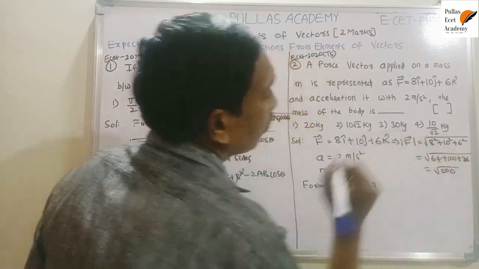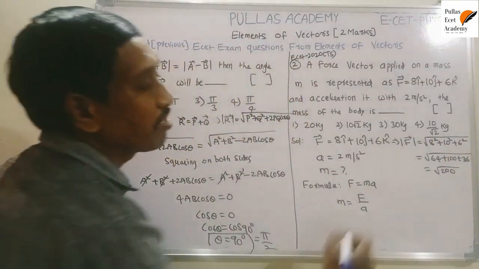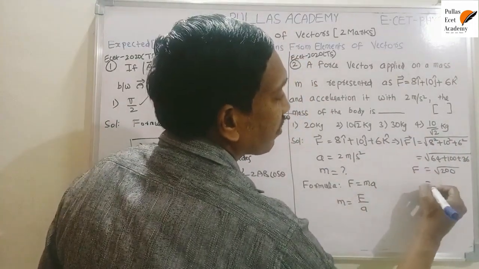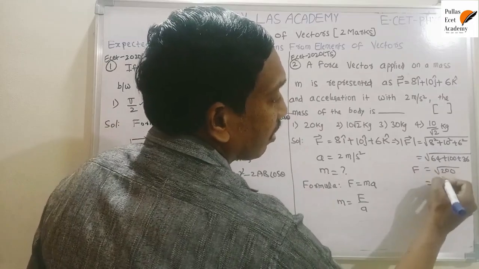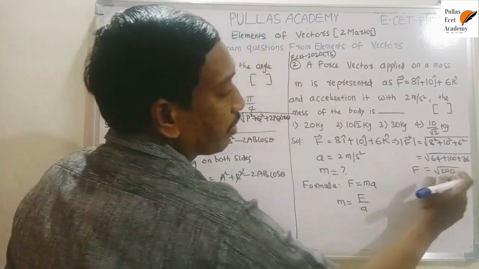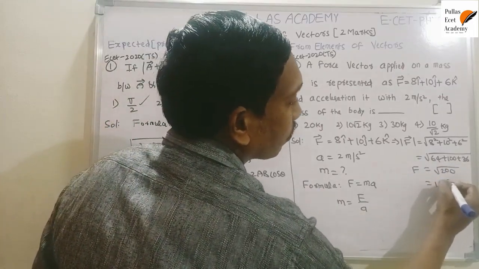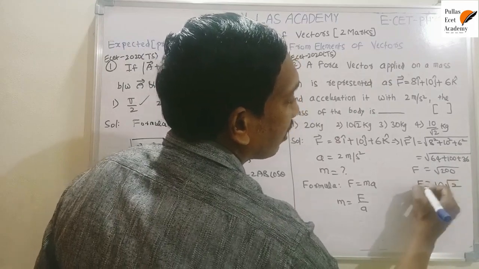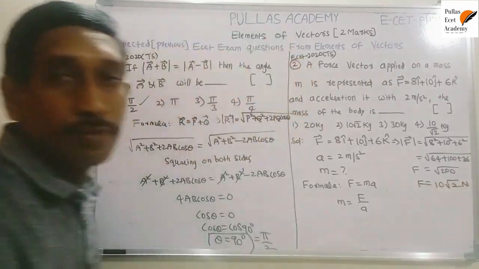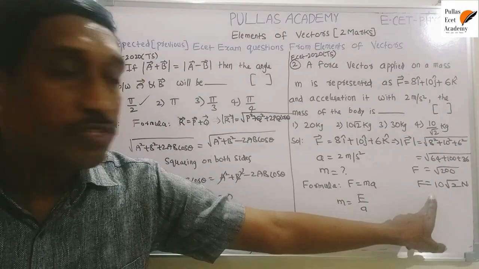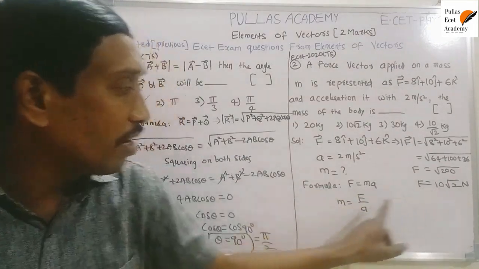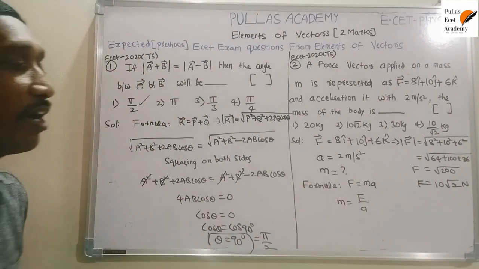What is its value? Modulus of F bar is simply denoted by F. F is equal to root 200, which is root of 2 into 100 into 2, so 100 gives 10 root 2. It is similar to 10 root 2 newtons. This is the force. So now we know the force magnitude and the acceleration magnitude, and we substitute to get the mass.